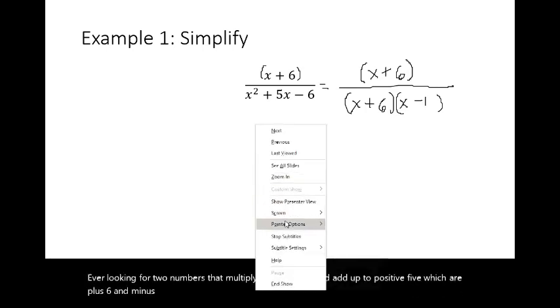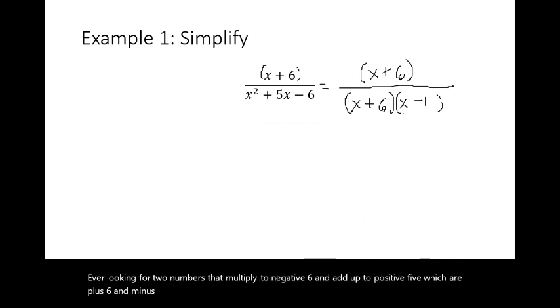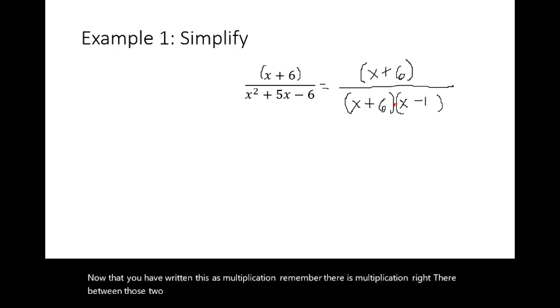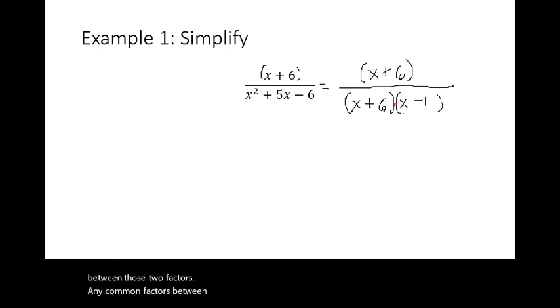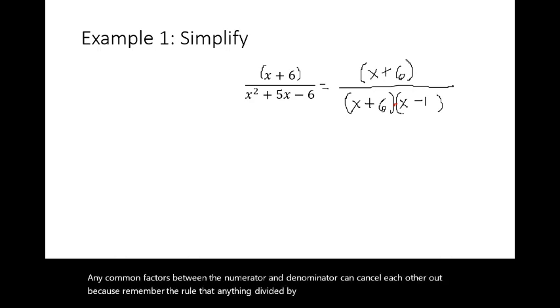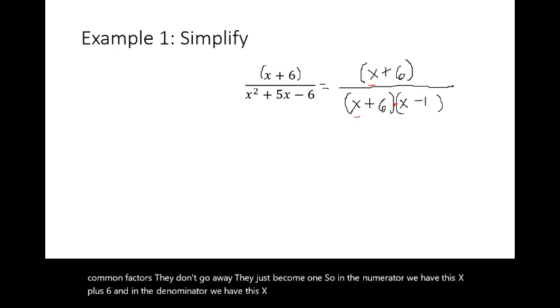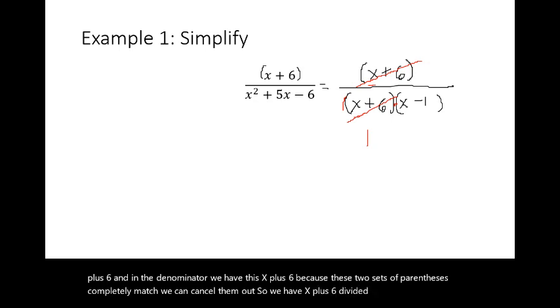Now that you have written this as multiplication, remember there is multiplication right there between those two factors, any common factors between the numerator and denominator can cancel each other out. Because remember the rule that anything divided by itself is 1. Also, when you cancel out common factors, they don't go away, they just become 1. So in the numerator we have this x plus 6, and in the denominator we have this x plus 6. Because these two sets of parentheses completely match, we can cancel them out. So we have x plus 6 divided by itself is 1.